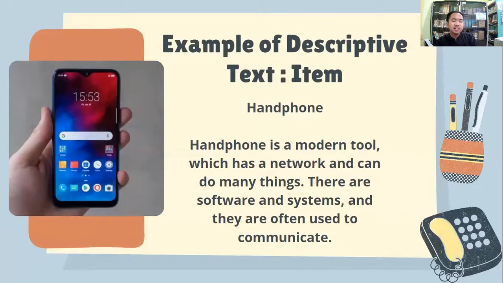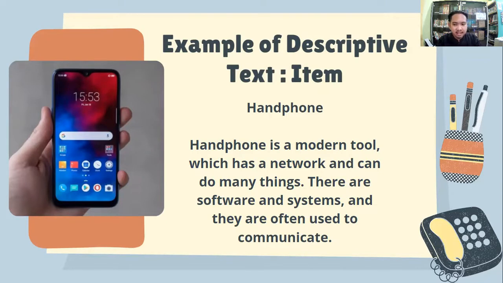Then this is descriptive text of item. I take example for this is handphone. Handphone is a modern tool which has a network and can do many things. There are software and system and they are often used to communicate. Then guys, tadi sudah disampaikan kan contoh-contohnya.